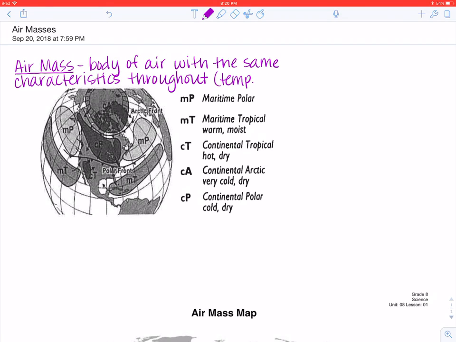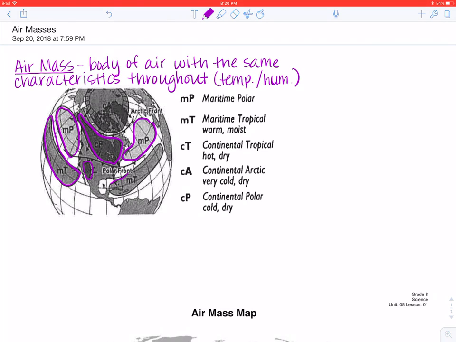What we're really talking about is temperature and humidity. Do you remember what humidity is? It's like how much moisture is in the air. Okay, so we're looking at temperature and humidity. I want you to look at this picture that you see here. I'm going to outline some of the air masses. So you'll notice it's just an area of air.